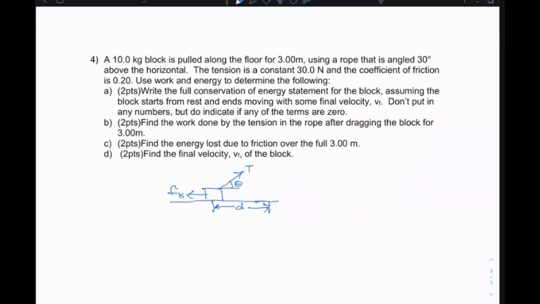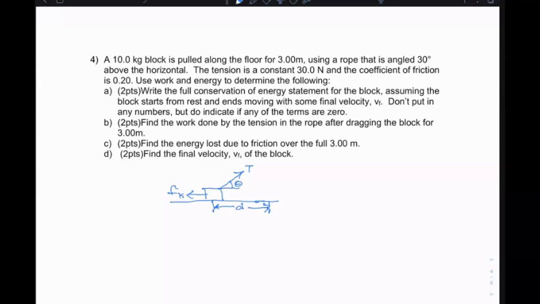I also want to describe how one would approach question 4, which has a block that's pulled by a tension force to the right, a distance d, and experiences friction acting in the opposite direction during that displacement. In part A, we're asked to write a full conservation of energy statement for the block, assuming it starts from rest and ends with some final velocity v_f.